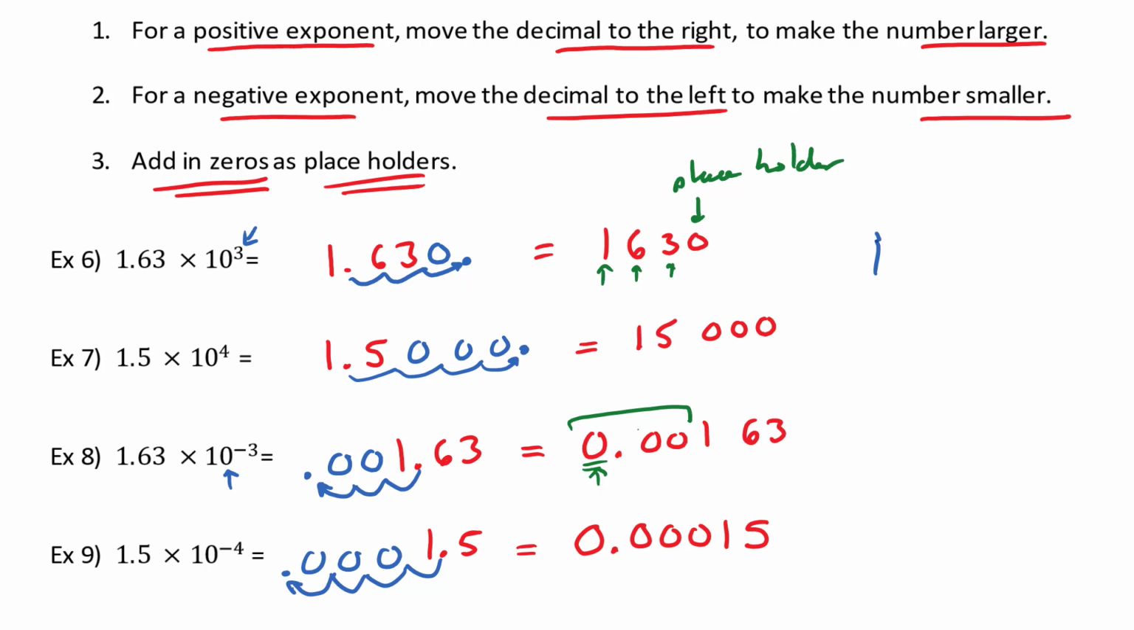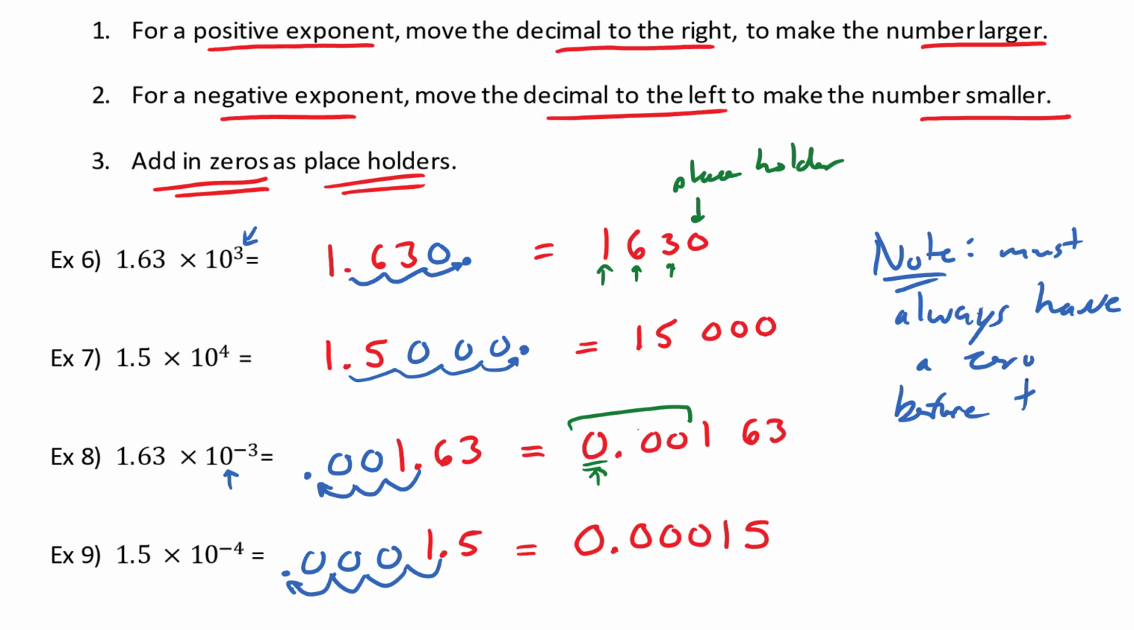So let's write that down. Note, you must always have a 0 before the decimal. Don't forget that.